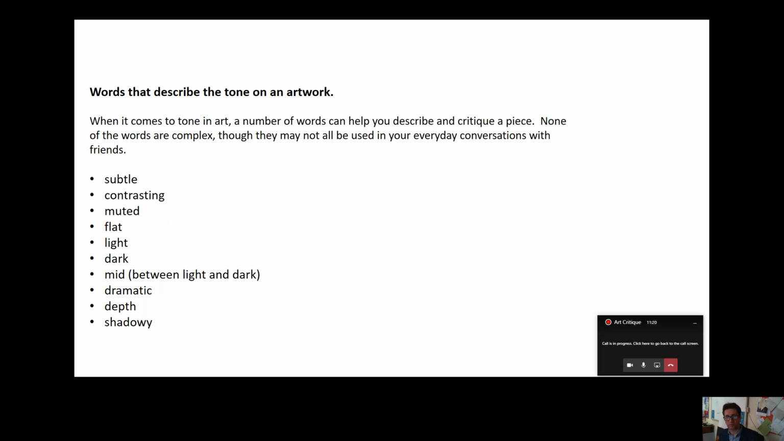The tone of the work is a great one for Francis Bacon. Is it subtle? Is it contrasting? Is it muted? Are they flat, dark, dynamic, dramatic? Is there depth to it? Is it shadowy? Look at these terms. They're great for describing the artist's work.